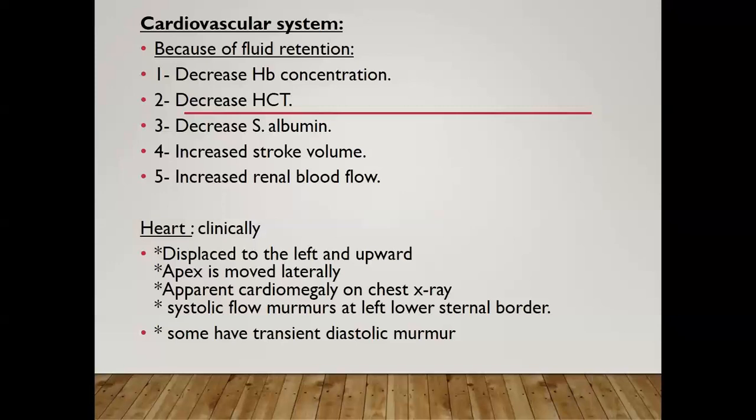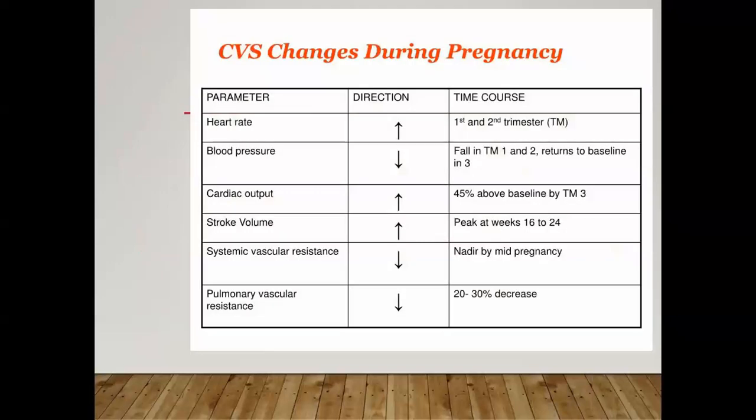The heart clinically will be displaced to the left and upward because of the growing uterus and increasing size of it in the abdomen. The apex is moved laterally, with apparent cardiomegaly sometimes on chest x-ray. It's also physiological, but of minor degree. There is an increase in the systolic flow murmurs at the left lower sternal border. Some have a transient diastolic murmur.